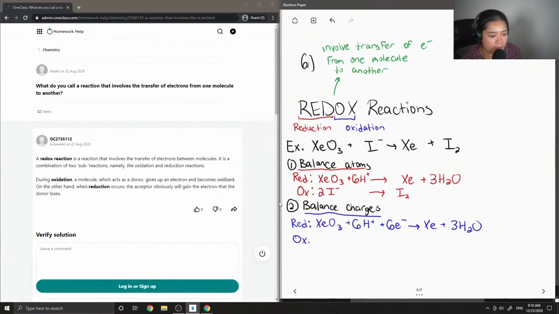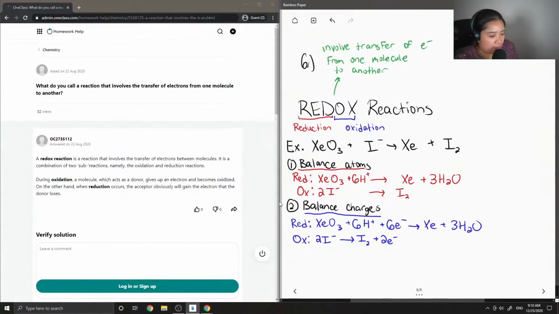And let's do the same thing with our oxidation. We have 2 negatively charged ions on our reactant side, and we just have the neutral I2. So I need to add 2 electrons to my product side.